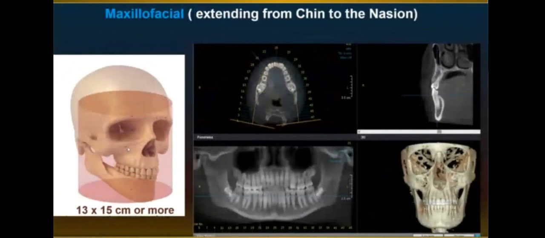The last thing is the maxillofacial field of view, which is 13 centimeter by 15 or more. This can be used if the implant procedure is included with a bigger surgery, like after an accident, for example, where many maneuvers are going to be done. The maxillofacial field of view is from the bottom of the chin, soft tissue menton, up until the nasion.